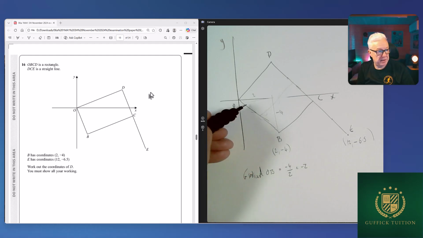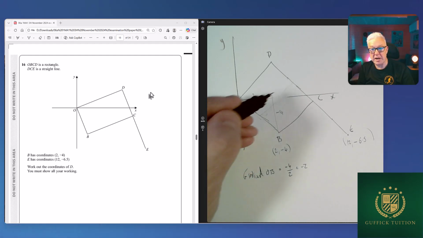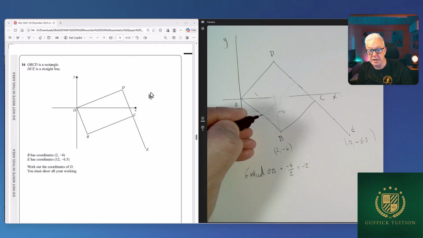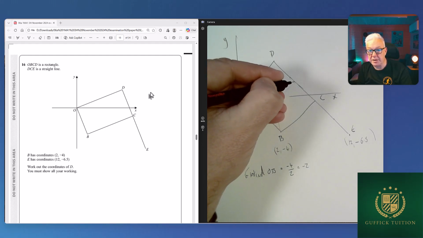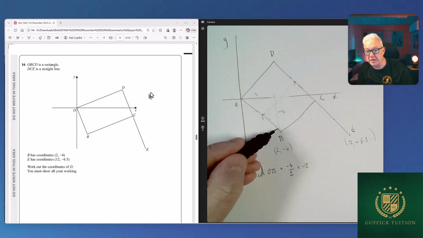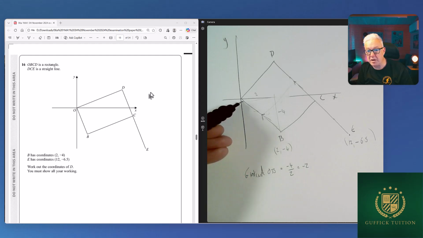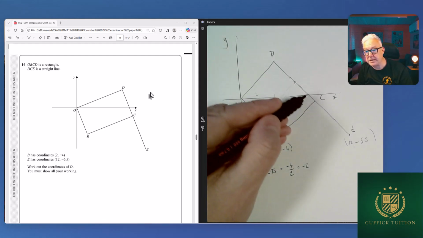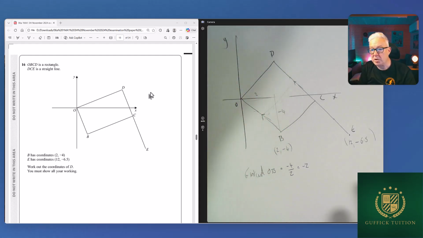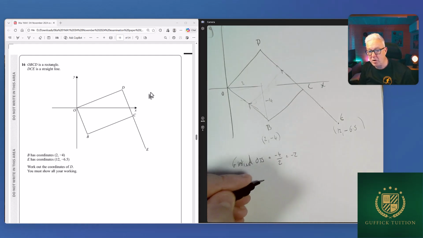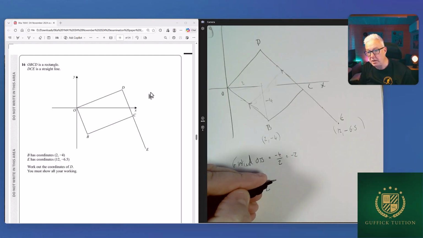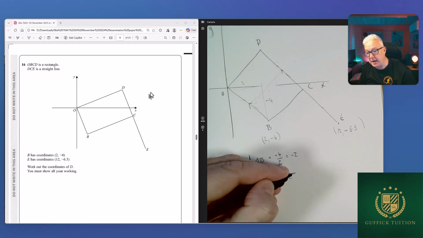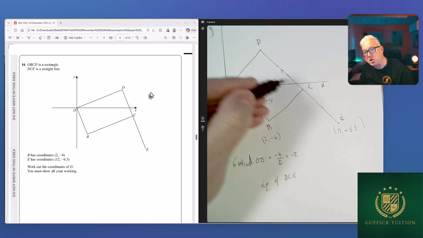Now that means that this is also the gradient, because we're told it's a rectangle, so this side is parallel to this side. So if this line here, OB, has a gradient of -2, then so does DC. Now we could do with finding the equation of the line DCE. So in other words, what's the equation of this line?